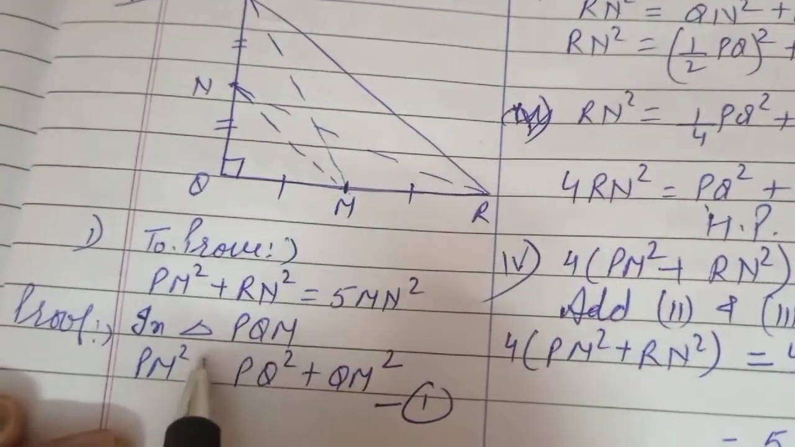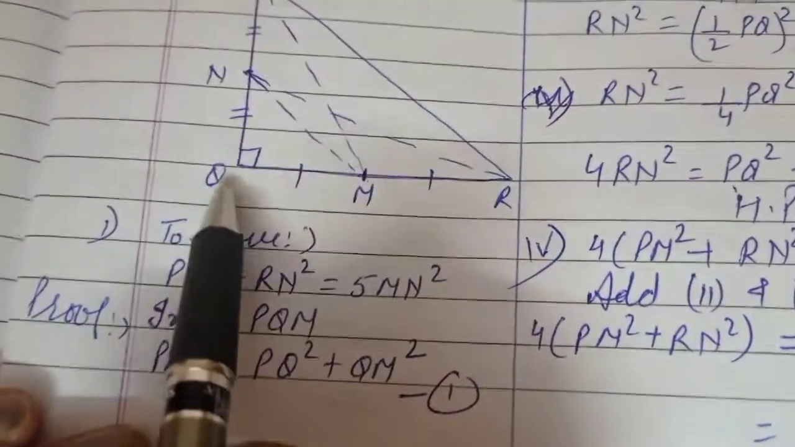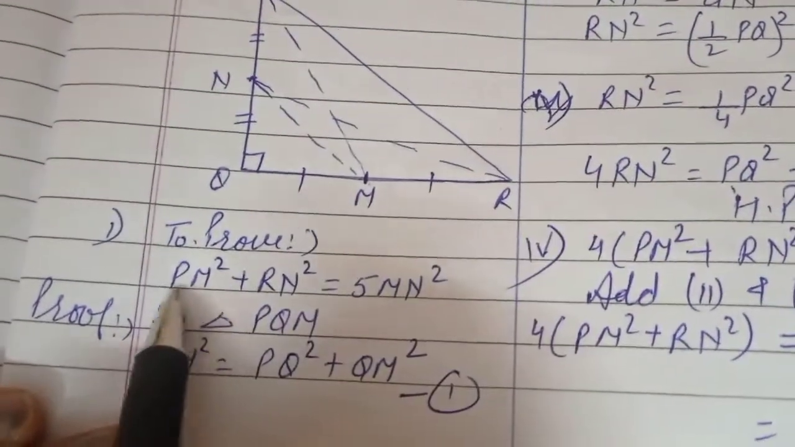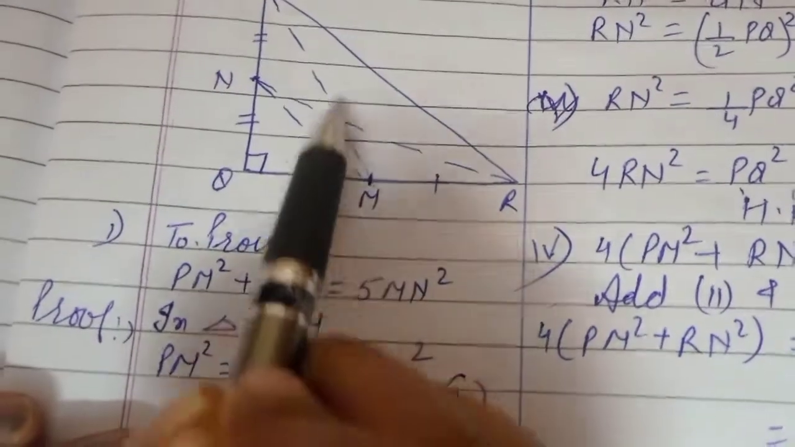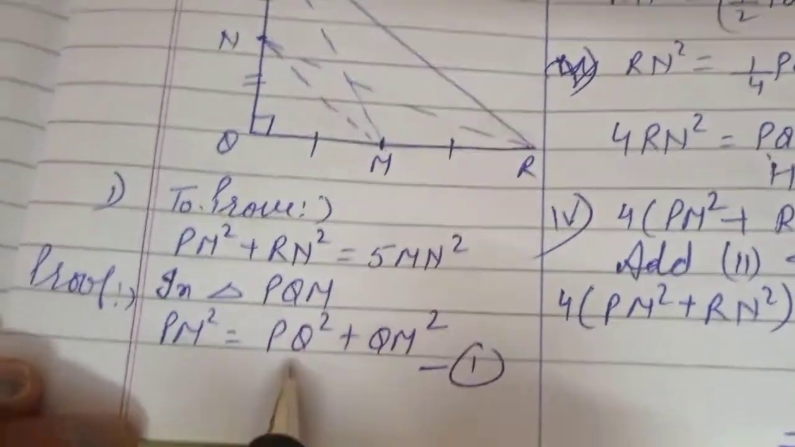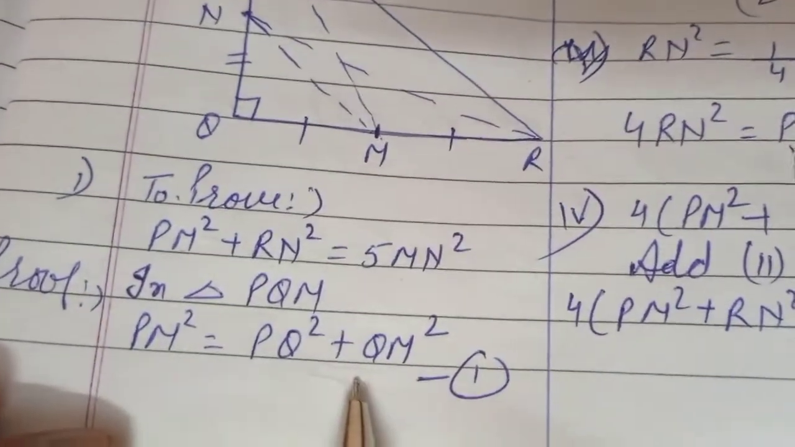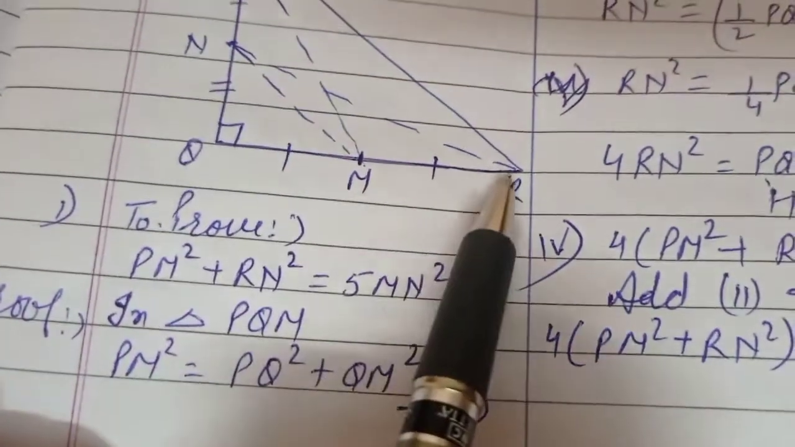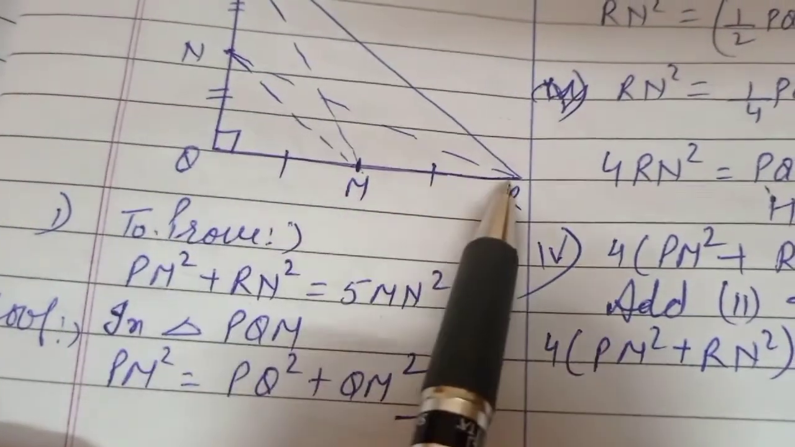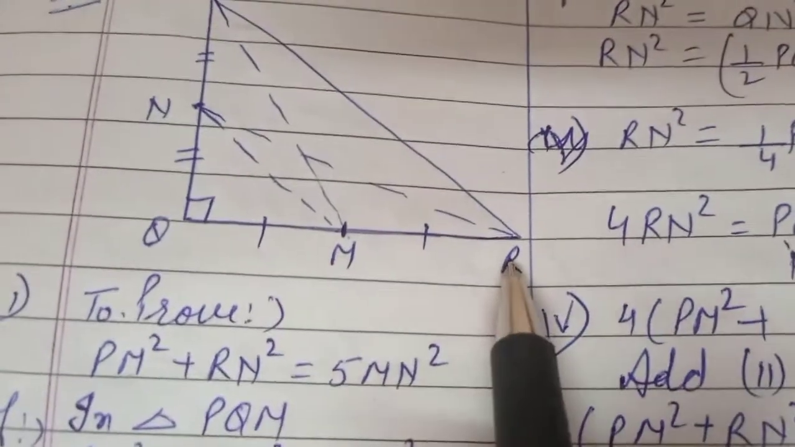Look children, in this case what you have to do, I took the triangle PQM because in order to obtain PM square we need to take triangle QPM. Apply Pythagoras, it is PM square is equal to PQ square plus QM square. This is the first equation. Now how can we get RN? By taking this triangle. So RN square will be equal to QN square plus QR square.